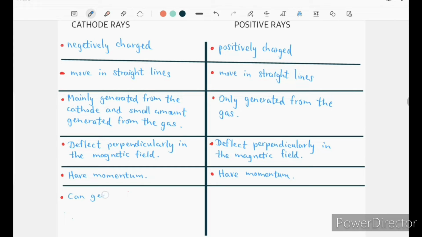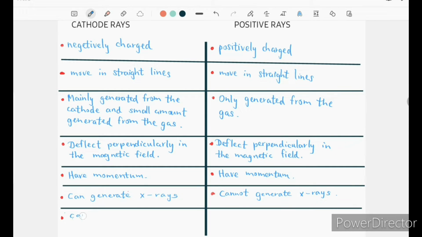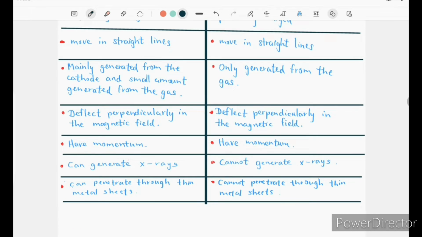Cathode rays can generate X-rays, but anode rays cannot generate X-rays. Cathode rays can penetrate through thin metal sheets, and anode rays cannot penetrate through thin metal sheets. Now let's move to the next question.